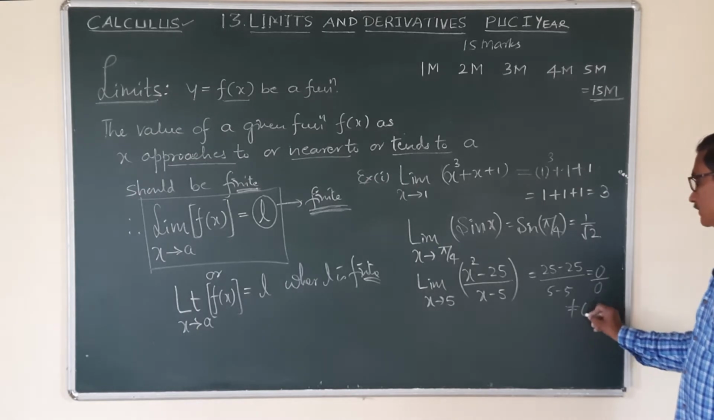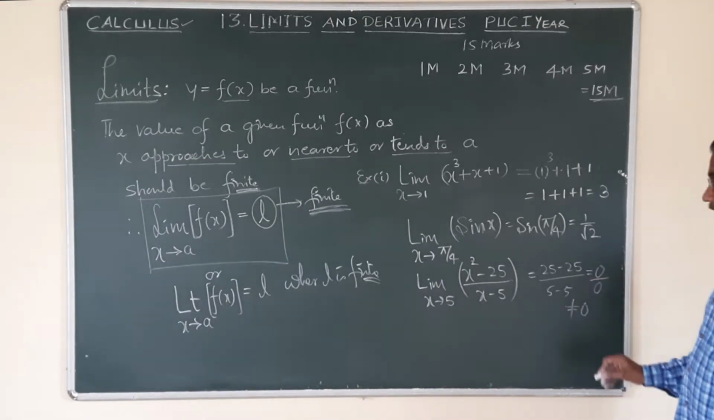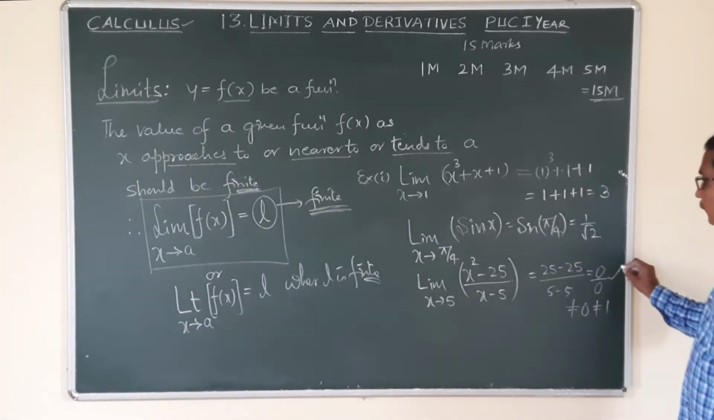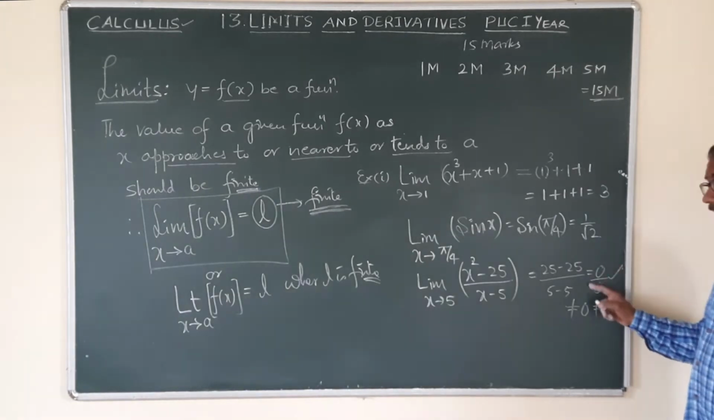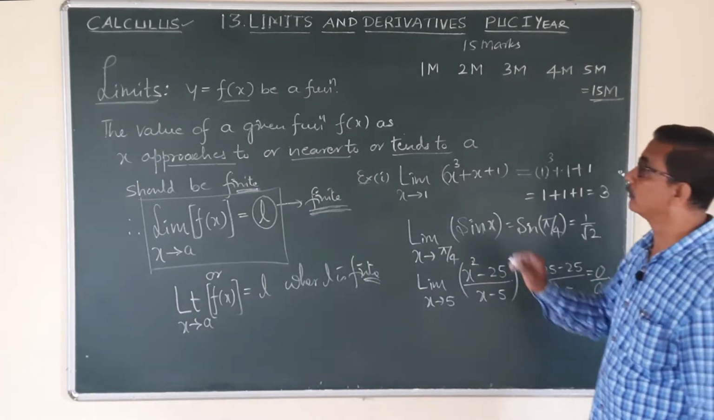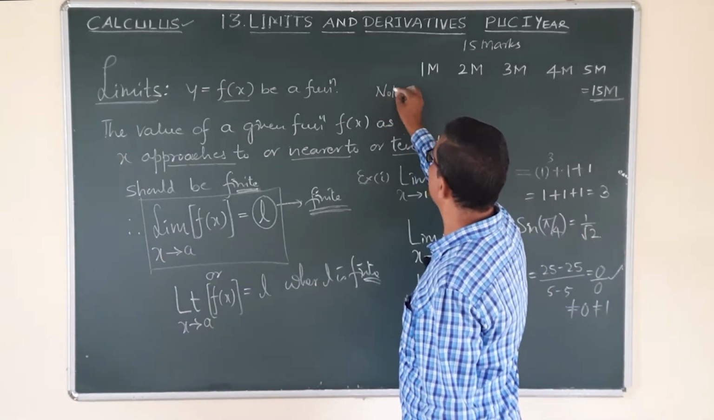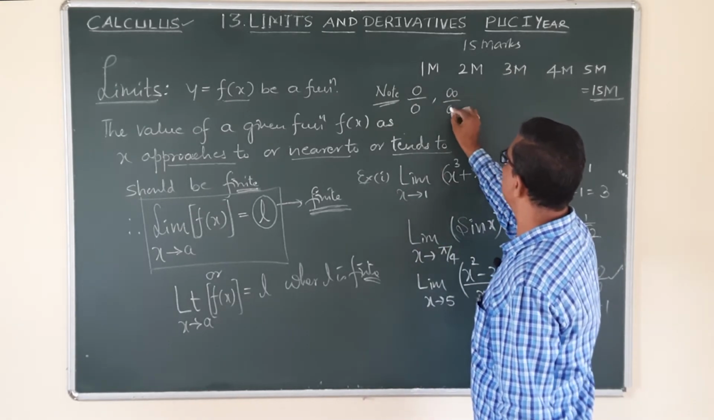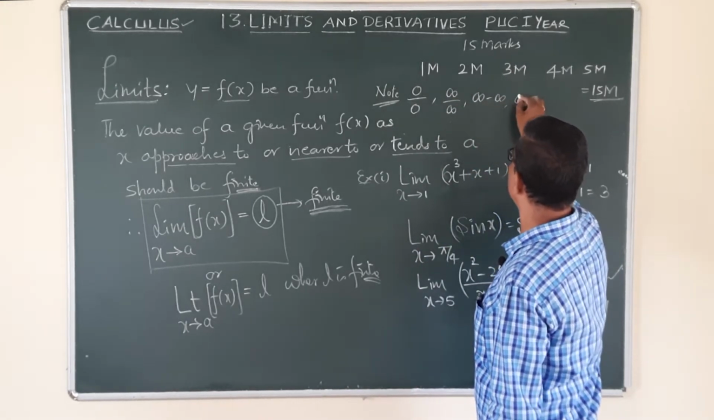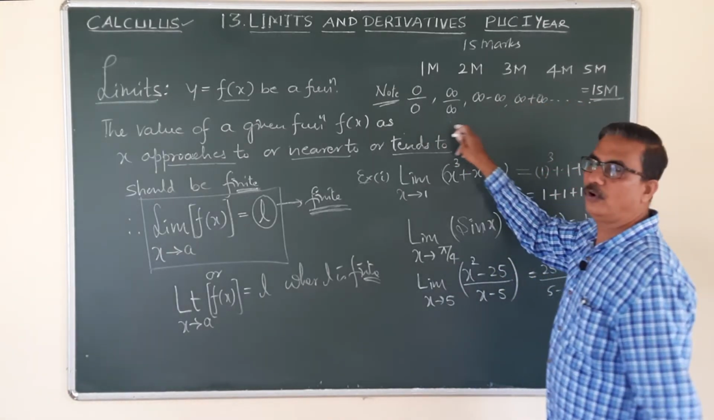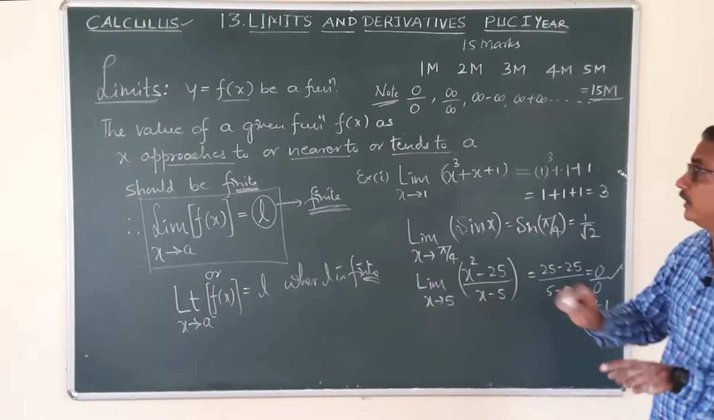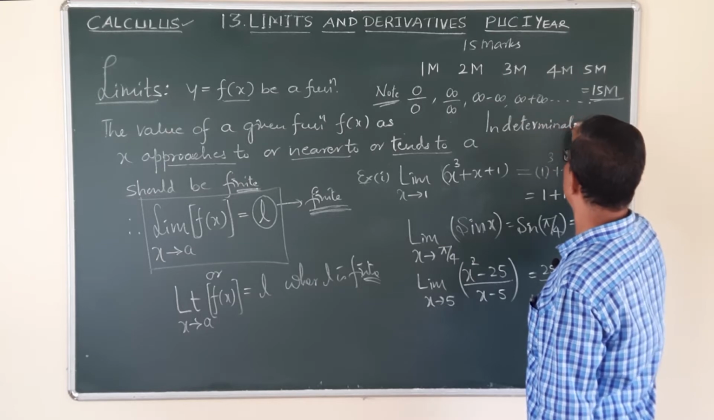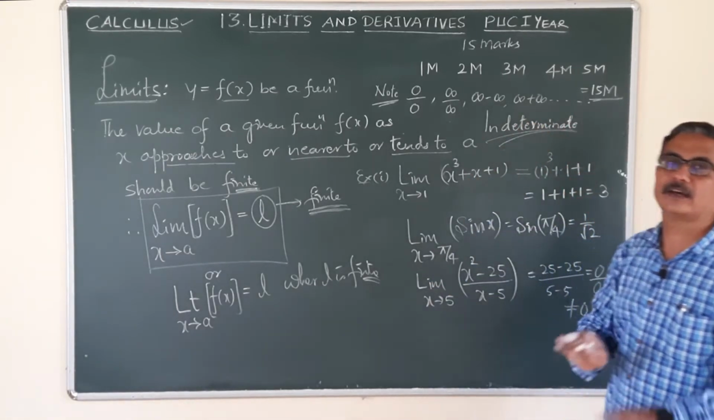Remember, 0 by 0 is not equal to 0. Don't cancel the zeros here. 0 by 0 is not equal to 1, and it is not equal to 0. Such types of expressions are known as indeterminate form. Note that expressions like 0 by 0, infinity by infinity, infinity minus infinity, infinity plus infinity, and so on are called indeterminate, undefined. These are not finite values.